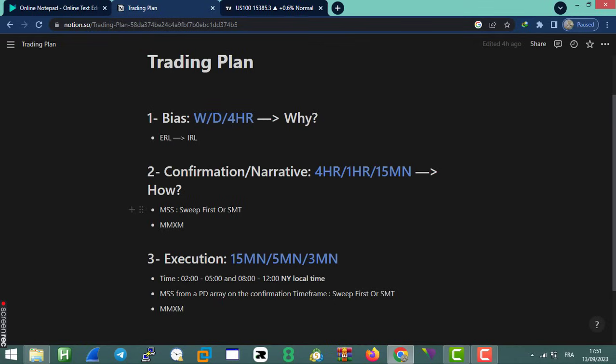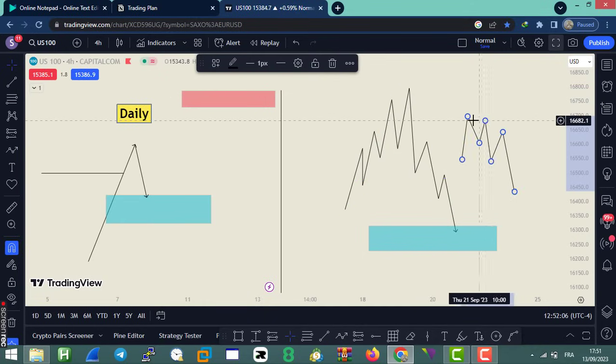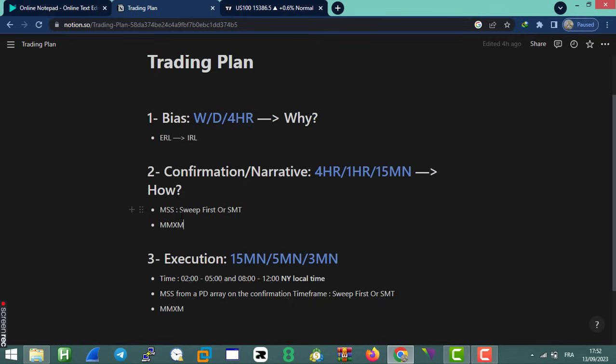If you have both, then that's great. For example, if you have a sweep here and the GBP/USD couldn't take that high right here, then it is great. Then it is an extra confluence. Now, the second element of our confirmation step is a market maker X model.